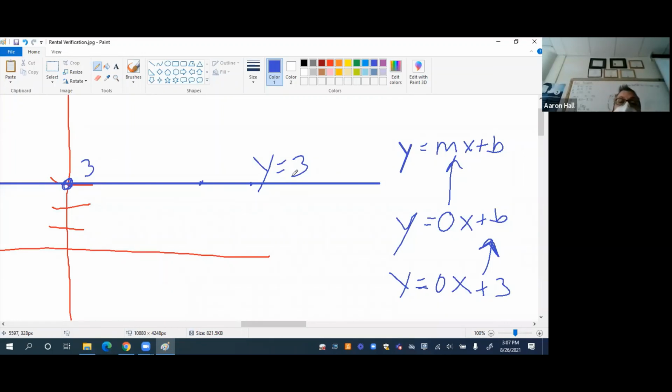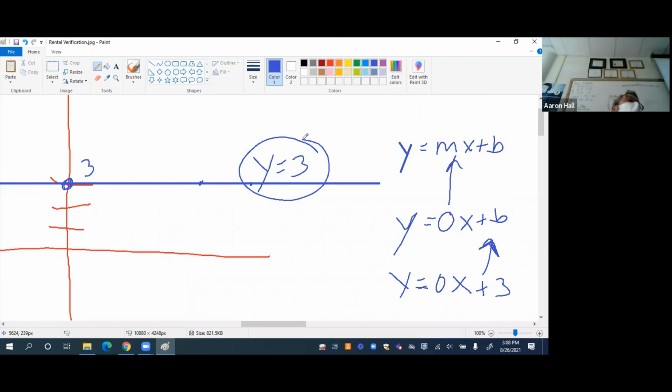In other words, y is always 3. Now this could, under the context, just say that the variable y equals 3. But under a different context, y equals 3 represents an equation, a horizontal line. So it means two different things. It can mean that this variable equals 3, or it can mean there's an equation that is y equals 3.